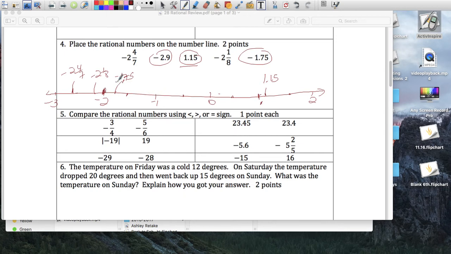Okay, am I missing a number? -2 and 1/8. No, I did that. -2.9. -2.9 is very close to 3. Sorry, I circled the wrong number. So it's almost close to 3, so it should be about here. -2.9.